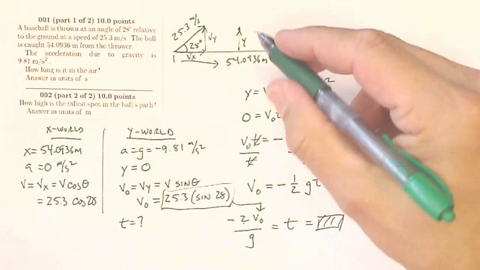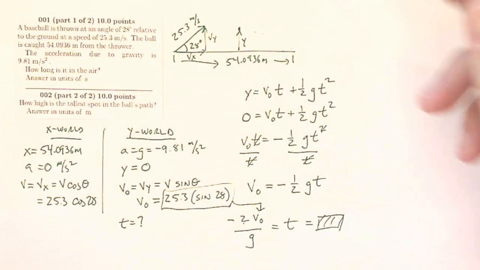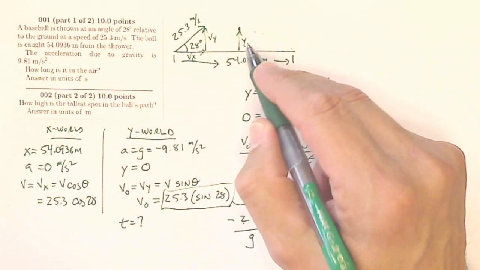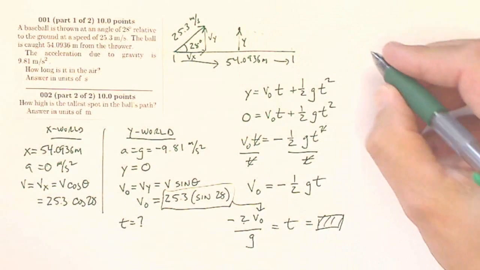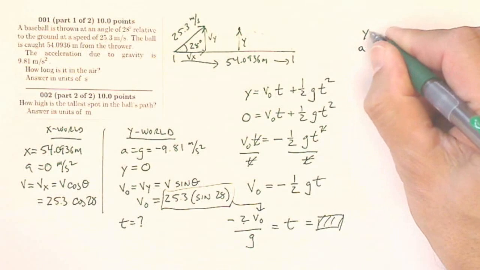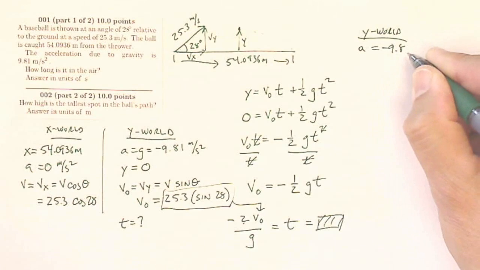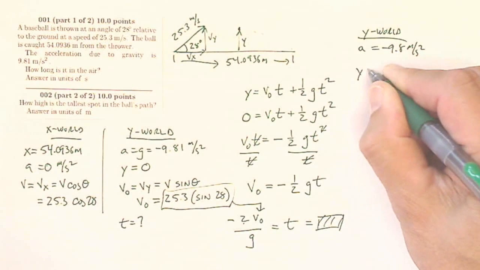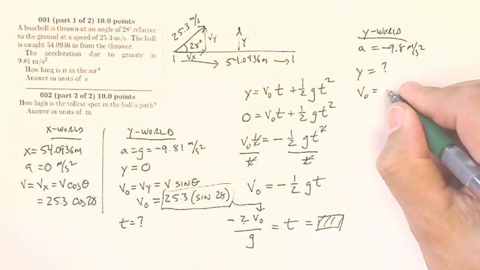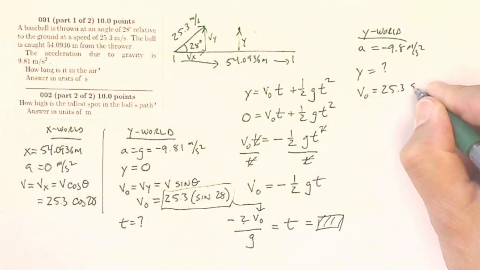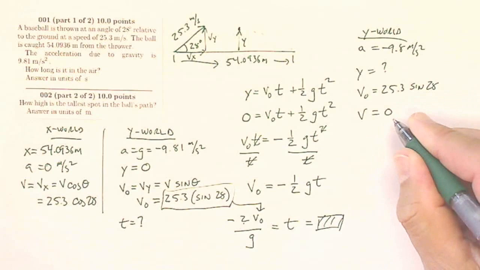So I can figure out, there was a much easier way to get to time. I can figure out my initial velocity in the y direction. I have that. I have my displacement. I have my acceleration. And I'm looking for this displacement. So let's see. For this problem, I know that my acceleration in the y world is negative 9.8 meters per second squared. My displacement is what I'm looking for. My initial velocity is going to be that 25.3 times the sine of 28. And my final velocity is going to be 0.